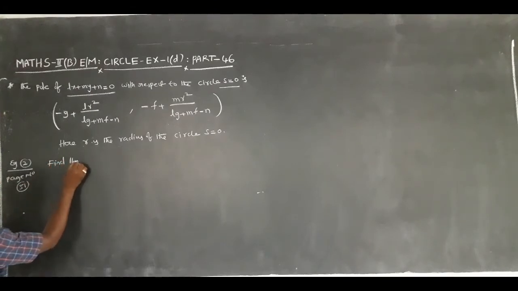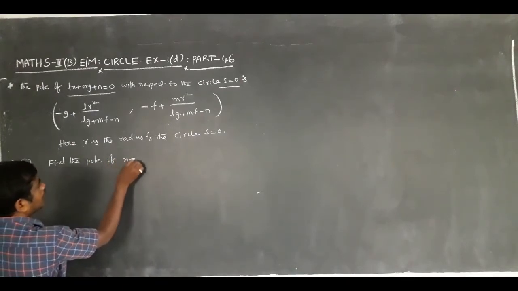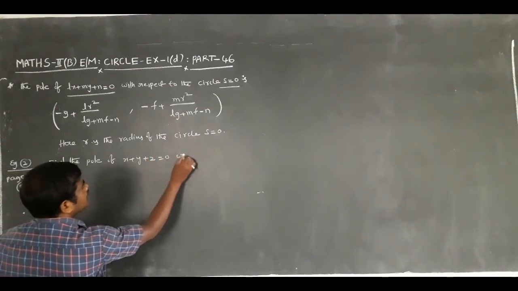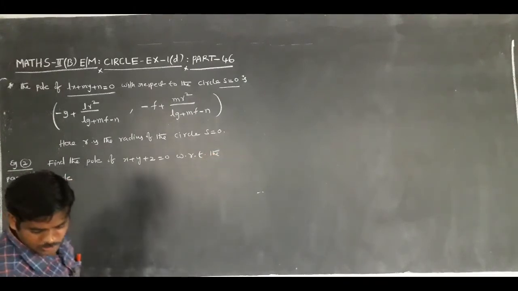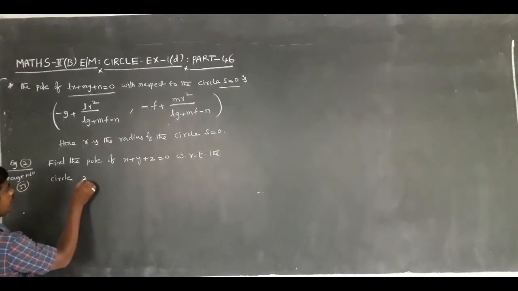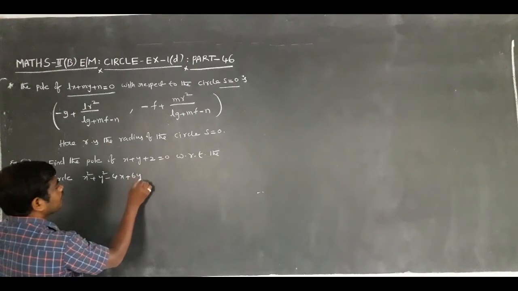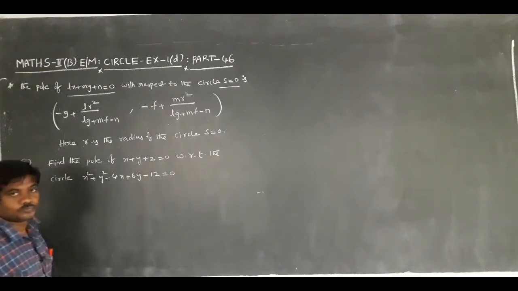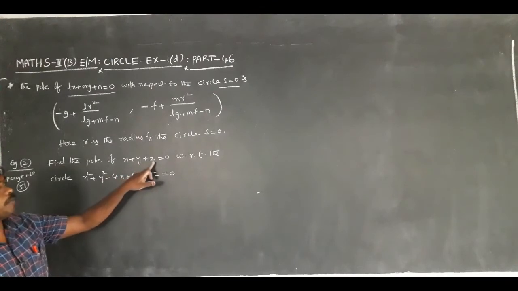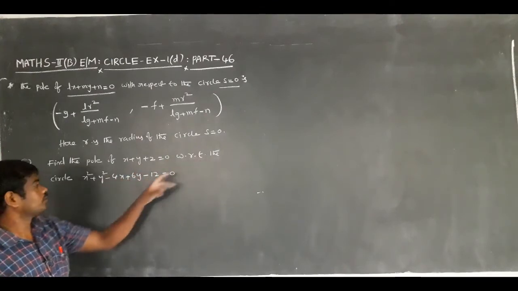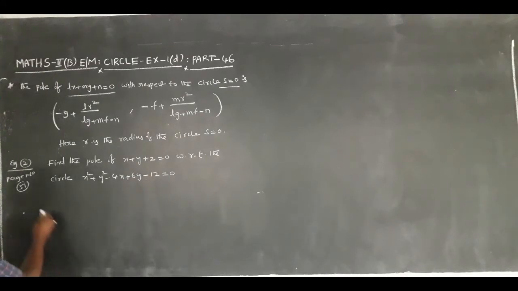Find the pole of x plus y plus 2 equals 0 with respect to the circle x square plus y square minus 4x plus 6y minus 12 equals 0. Once again, the question: find the pole of x plus y plus 2 equals 0 with respect to the circle x square plus y square minus 4x plus 6y minus 12 equals 0.